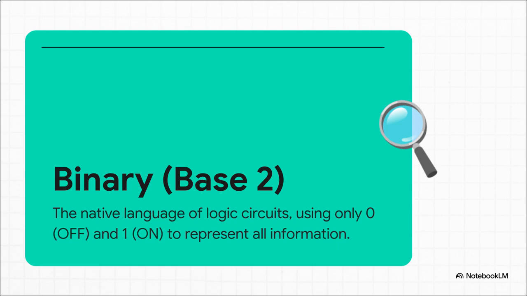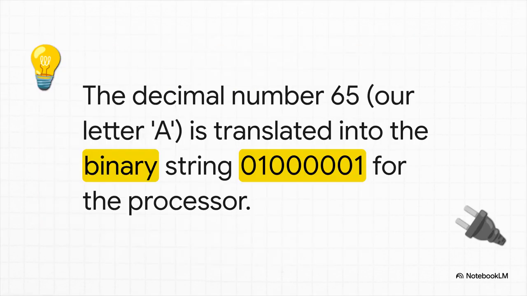Instead of the 10 digits we use in our daily lives, binary only has two. 0, which represents an off state, and 1, which represents an on state. Any piece of information you can imagine can be represented by a sequence of these ones and zeros. So our number 65, which started as the letter A, now gets translated into this long string of ones and zeros. 0, 1, 0, 0, 0, 0, 1. This is what the computer's processor actually understands and works with, just a simple pattern of electrical signals being on or off.